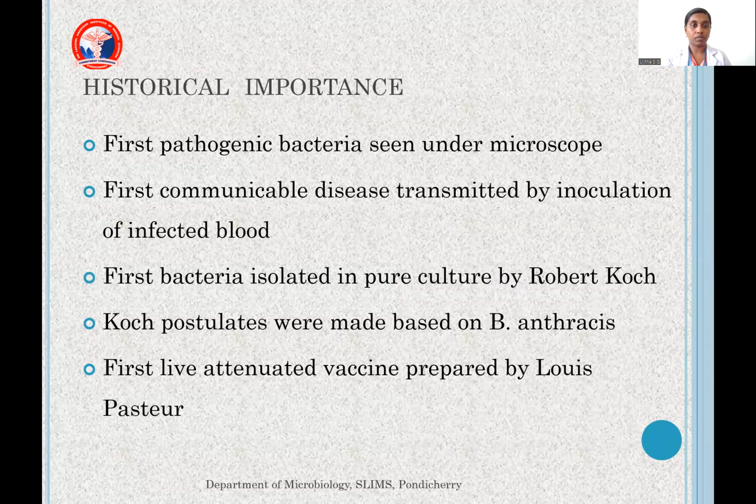Now the historical importance of this organism, Bacillus anthracis. It was the first pathogenic bacteria which was seen under the microscope and the first communicable disease transmitted by inoculation of infected blood. Robert Koch first isolated this organism in pure culture. It was the first bacteria isolated in pure culture. And Koch's postulates were based on Bacillus anthracis only. And Louis Pasteur prepared the first live attenuated vaccine for anthrax.